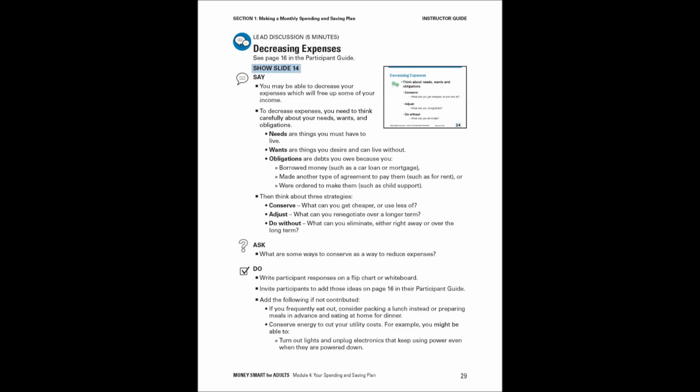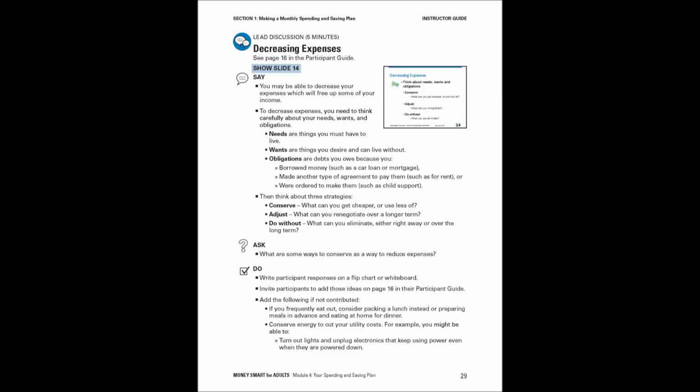Slide number 14, now it's about decreasing expenses and what this is all about. Now, this one breaks down needs, wants, and obligations. And so you'll have a discussion around that, in addition to 3 strategies: to conserve, where they can get cheaper or use less of; adjust, where they can renegotiate over a longer term; or do without, where they can eliminate.